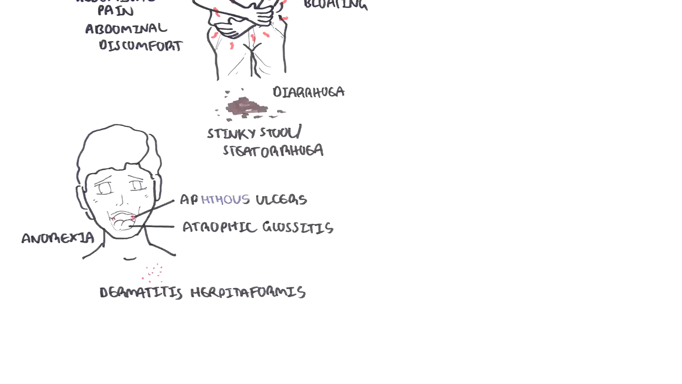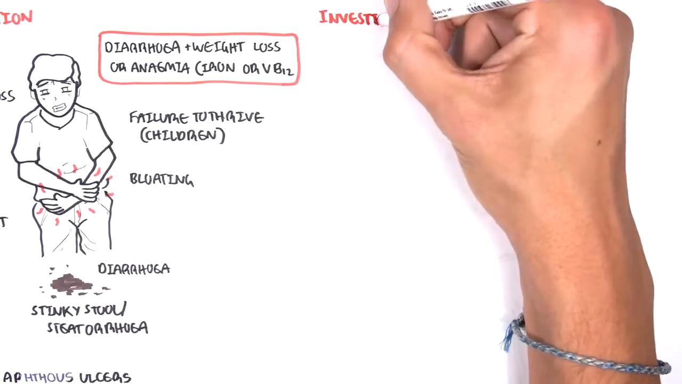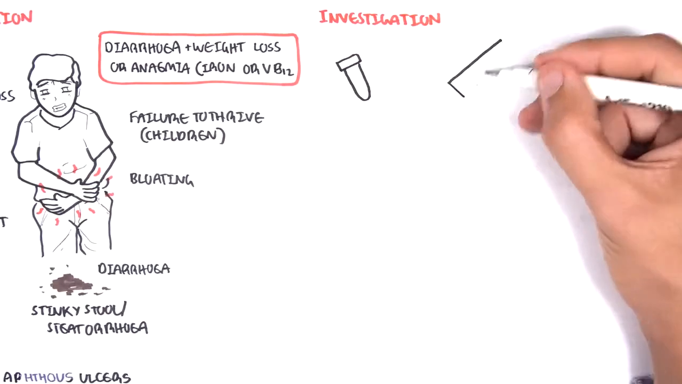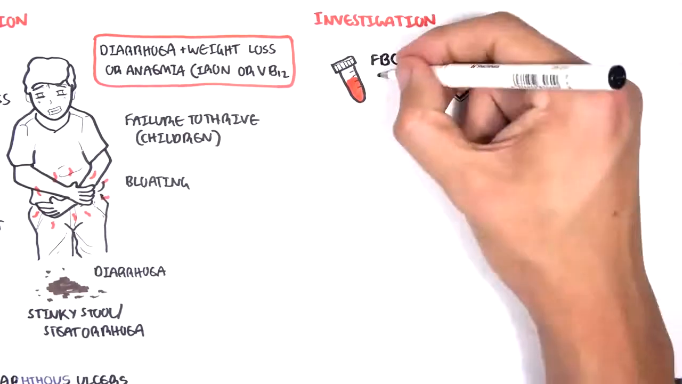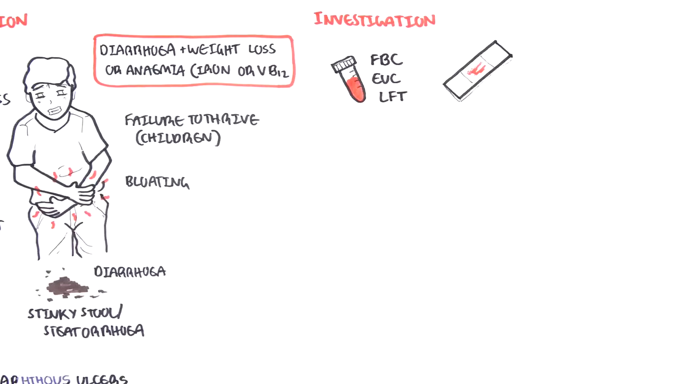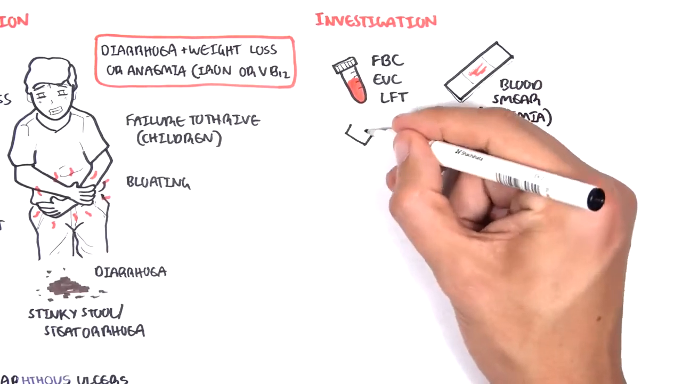If one presents with these clinical signs and symptoms, it's important to order investigations. Investigations include a full blood count, which will detect anemia or any possible infections. Electrolyte urea creatinine is important to check for any electrolyte derangement, as well as malabsorption. LFTs is also important to rule out differential diagnoses that can affect the liver or the biliary tree. Blood smear is also important to check for what type of anemia.